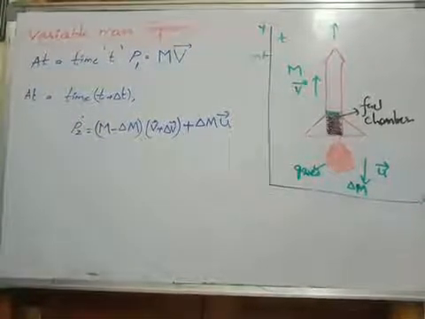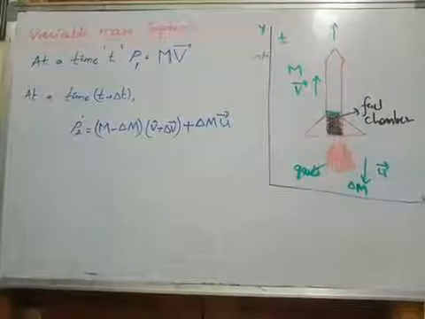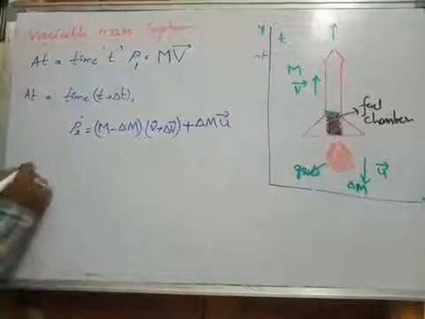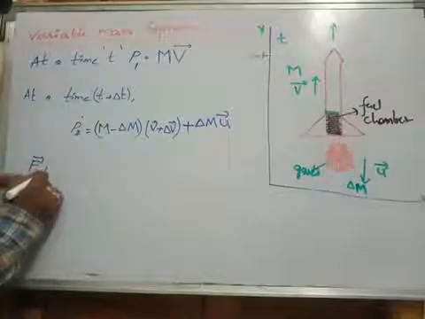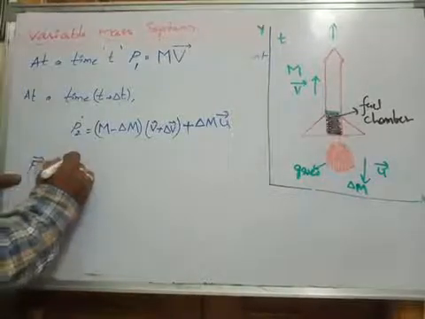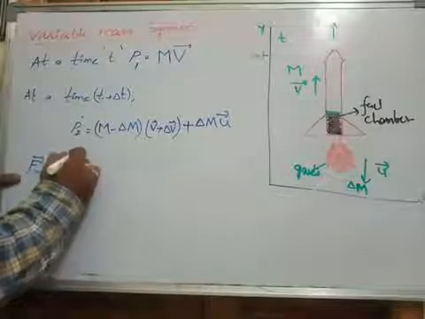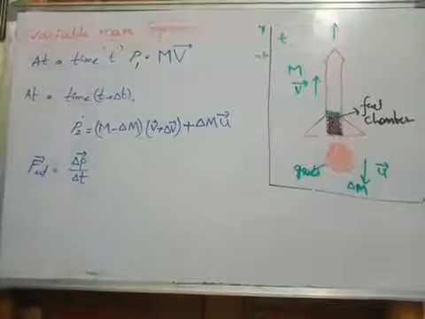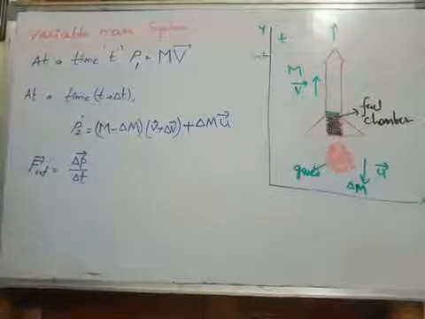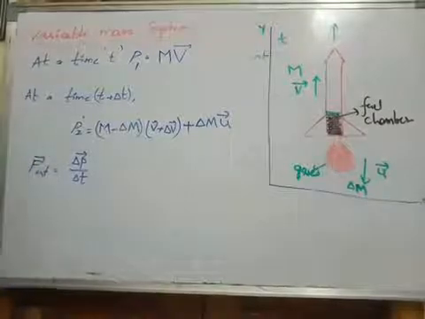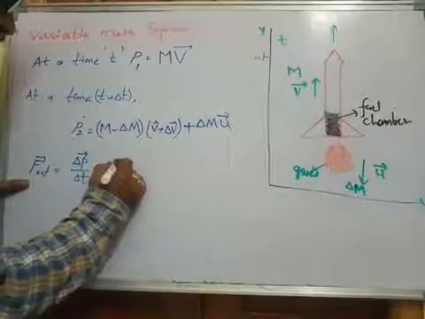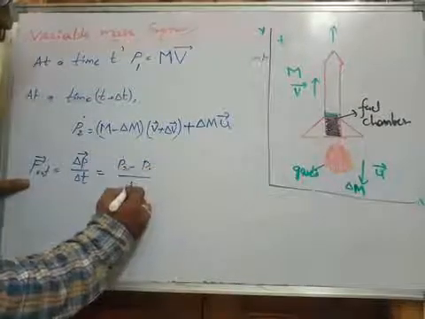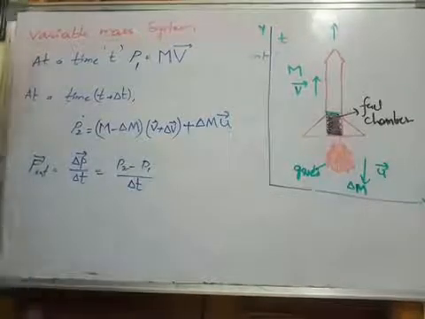And we know that the external force acting on the rocket can be taken as delta p bar by delta t, the rate of change of momentum, change in momentum by time. Let us substitute. Delta p bar can be written as P2 minus P1, so F is P2 minus P1 by delta t.